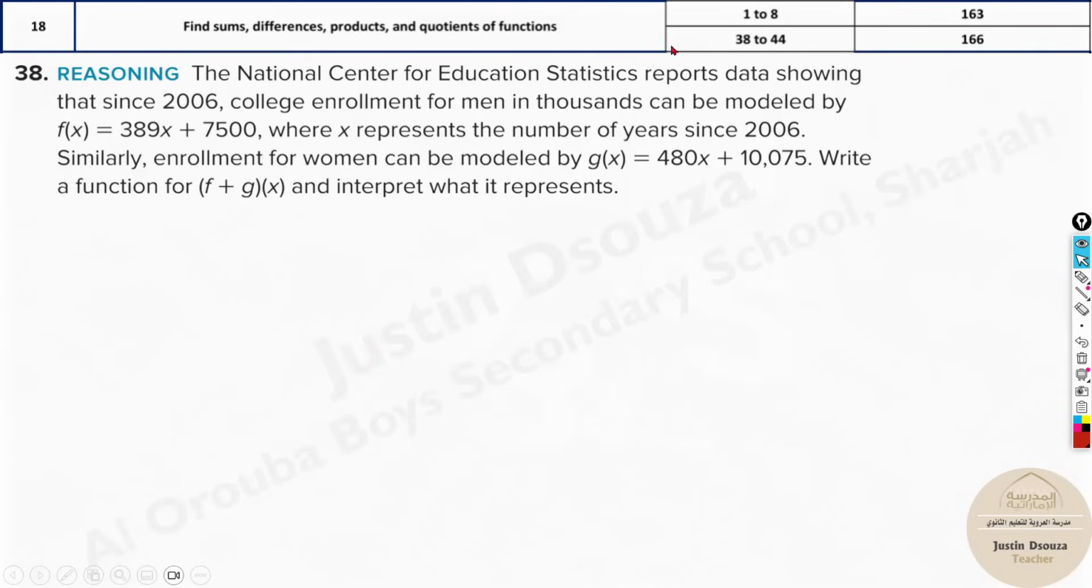Now, this is another type of problems. Let's look into this. The National Center for Education Statistics report data are showing that since 2006, college enrollment for men in thousands can be modeled by this function here, where X represents the number of years since 2006. Similarly, enrollment for women can be modeled over here. Write a function f of x plus g of x and interpret what it says. So now they have just told us to add these two functions.